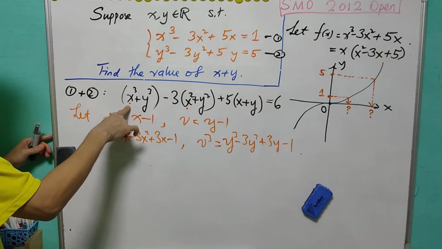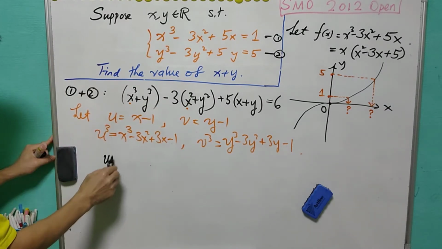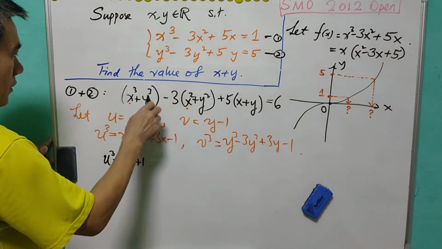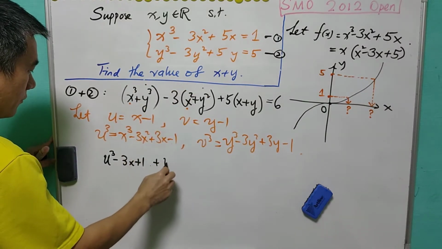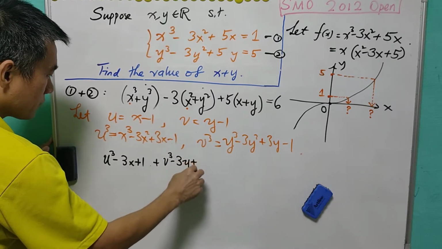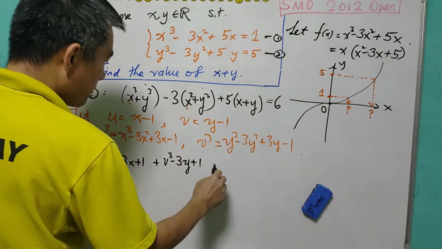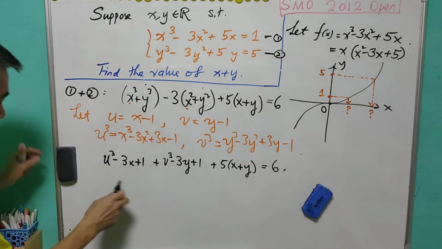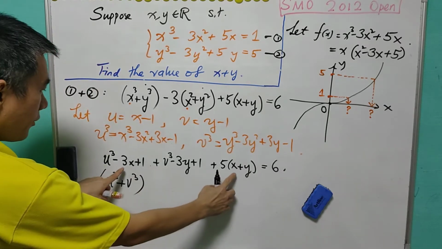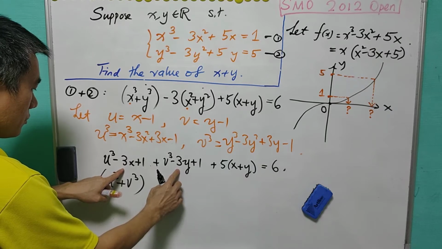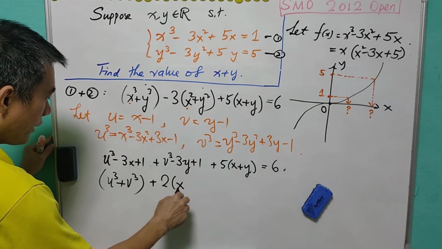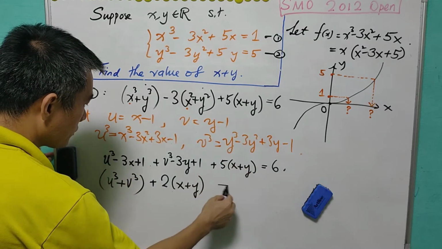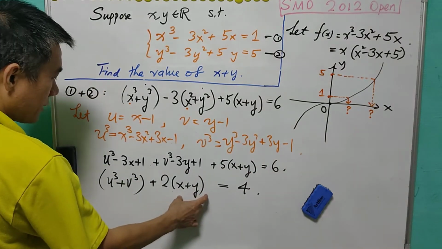So x cubed minus 3x squared will be equal to u cubed minus 3x plus 1. Likewise, y cubed minus 3y squared will be v cubed minus 3y plus 1. Then we settle this, and plus 5 of x plus y equals 6. So we can combine this first, u cubed plus v cubed. And for x plus y, there are 5 here and negative 3 here, so in total 2 of x plus y. And for the numbers, that is 1 and 1, so there's a total of 4 there.